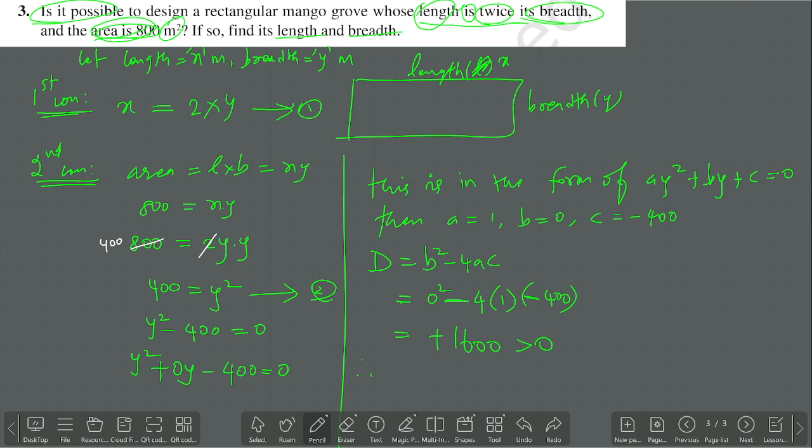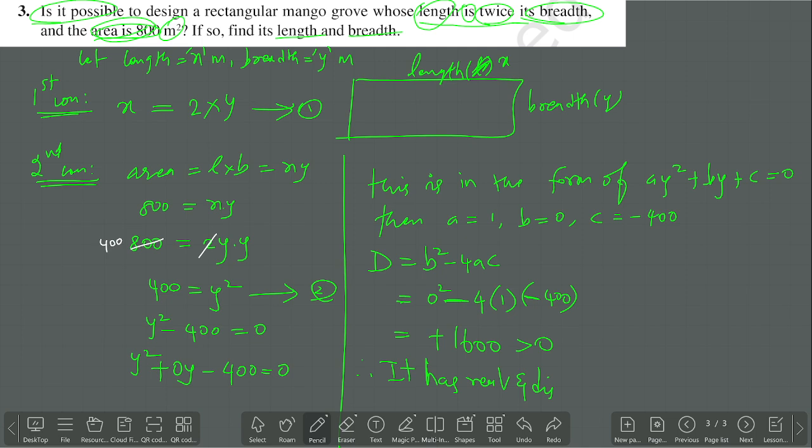Then what can we say? It has real and distinct roots. When you find the y value, you will be getting two different answers like that. Two different answers you will be getting. So real and distinct roots.